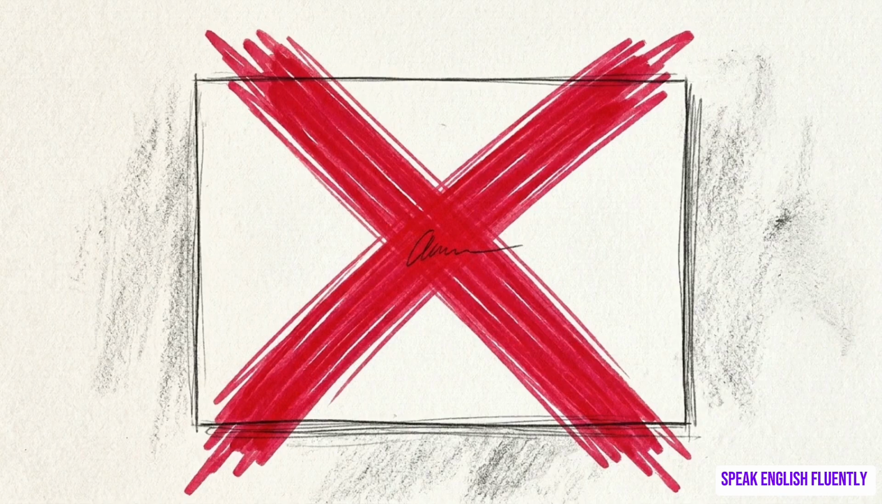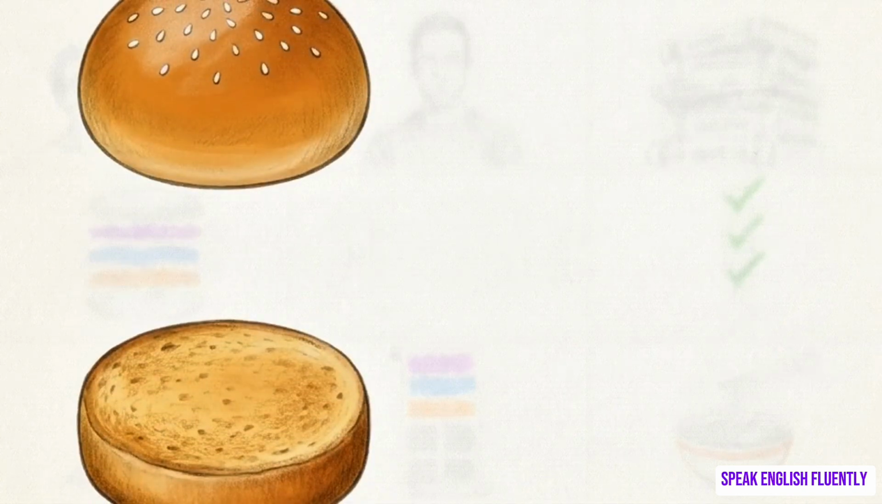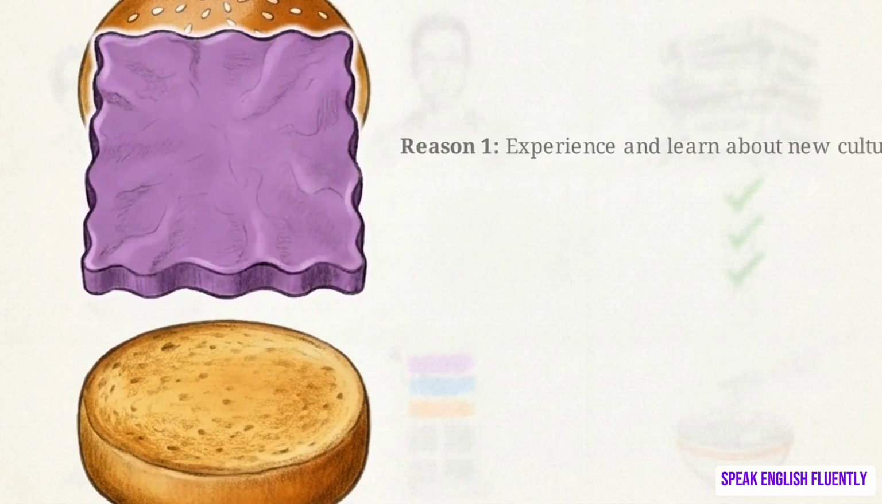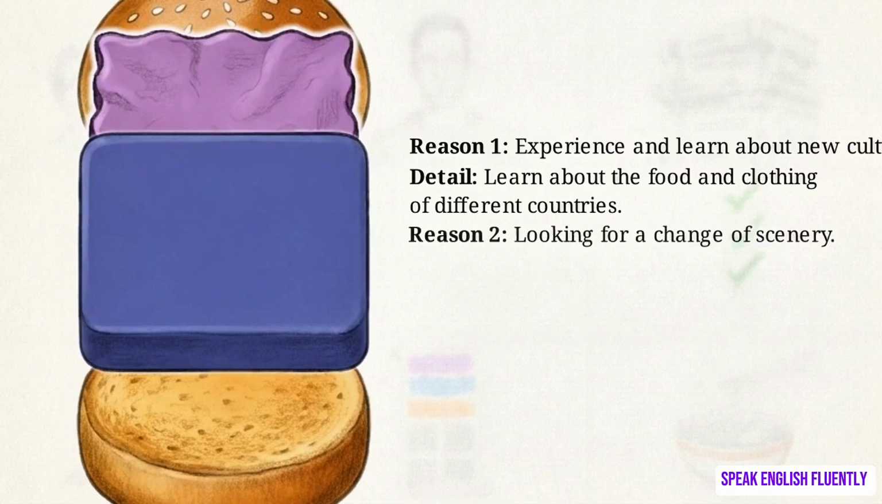A common mistake is giving naked reasons, like saying it's good without explaining why. To speak at an advanced level, you must follow every reason with at least one supporting detail sentence. For our travel example, my first reason is to experience new cultures. I support that by adding, when people travel, they learn about the food and clothing of different countries.